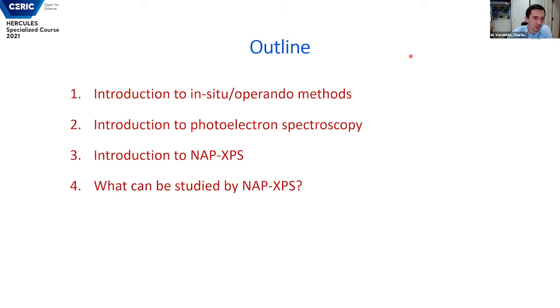This is the short outline, so I'm going to start in a more general way. I will introduce what in situ and operando methods are, because it is important to understand the difference, since quite frequently I see in the literature that people use these terms in a misleading way.